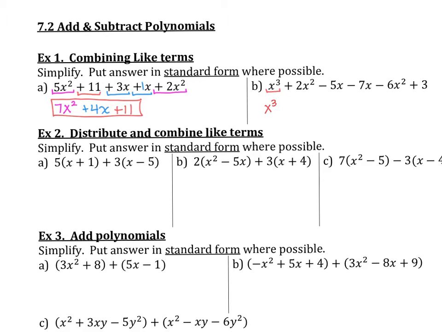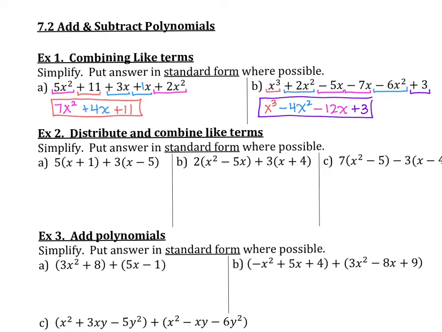Okay, now I'm going to look and see if there's any x to the seconds. I see there's a positive 2x to the second minus 6x to the second. So 2 minus 6 is minus 4x to the second. Let's look for some x's now. I see I have a minus 5x, minus 7x. Minus 5 minus 7 is minus 12x. And I still have this plus 3 at the end, so I'll put the plus 3 at the end. So I combined all the like terms, and let me just check and make sure this is in standard form. Highest exponent is 3, 2, 1, no exponent, so it's in standard form.